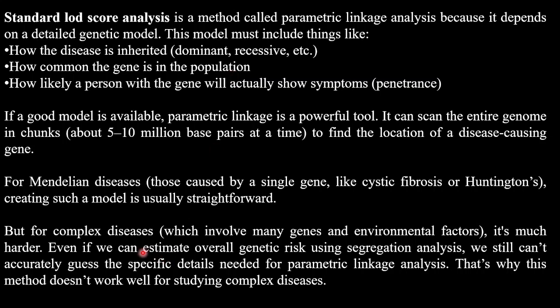So even if we can estimate overall genetic risk using segregation analysis, we still cannot accurately guess the specific details needed for the parametric linkage analysis. That is the reason this model doesn't work well for studying complex diseases. So this model is good for studying the simple diseases, Mendelian diseases, which are caused because of a single gene. They are following the same pattern. But for the complex diseases, it is not simple to follow.